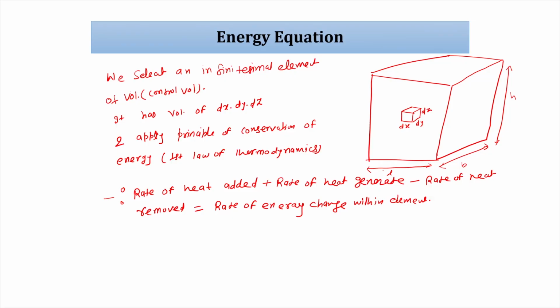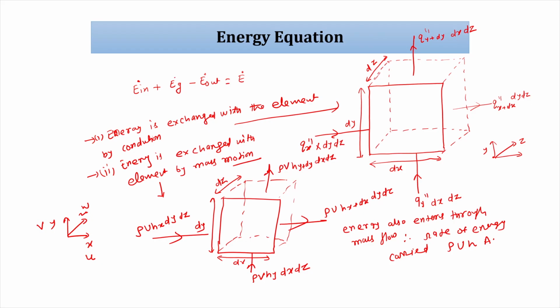So, what is the first law of thermodynamics saying? Rate of heat added plus rate of heat generated minus rate of heat removed equals rate of energy change within the element. There are two types of energy transfer, conduction and mass motion. We have written the coordinate systems and looked at what happens in the x direction and y direction due to conduction. We are not taking the third dimension because it will be clumsy to see. I am taking two dimensions, and we can write the third direction based on the two.